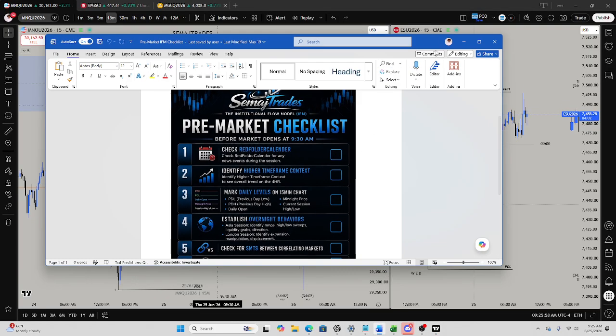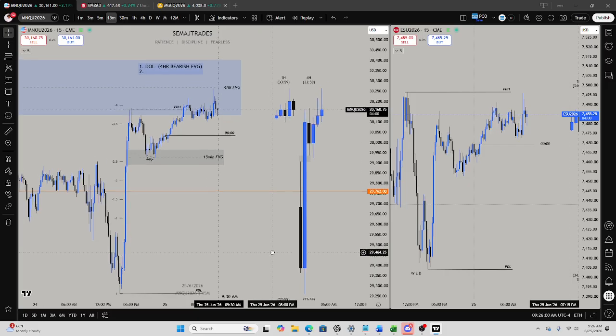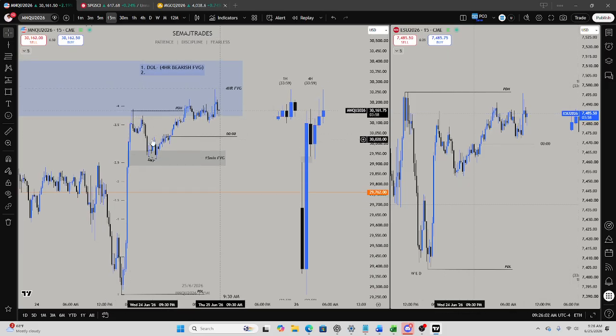That next step, establishing our overnight behaviors, right? Our overnight behaviors. Asian session, as you can see, she came down, right? Retraced a little bit after sweeping previous day high. She retraced back into this 15-minute fair value gap. She placed a bullish SMT at these lows, right? Leading us back into previous day high. Also, this 4 hour fair value gap, right?